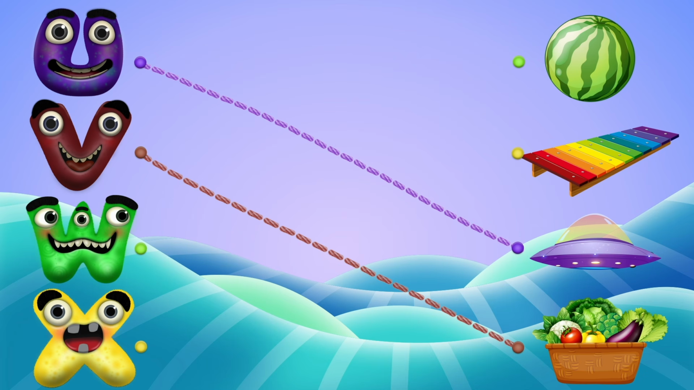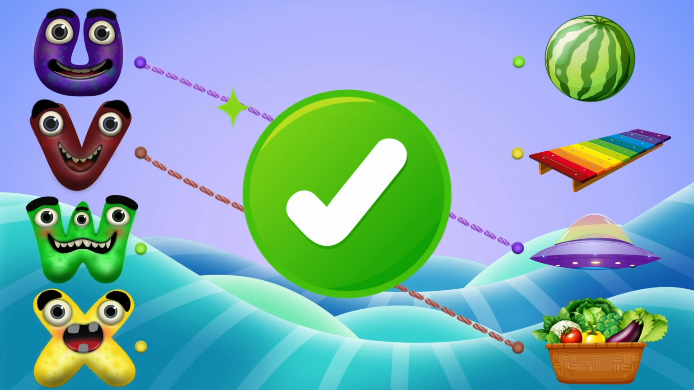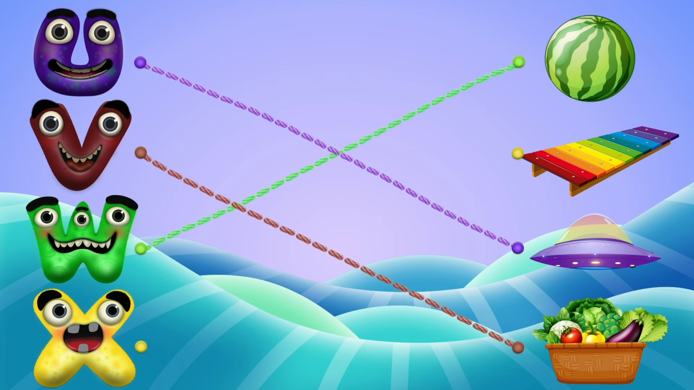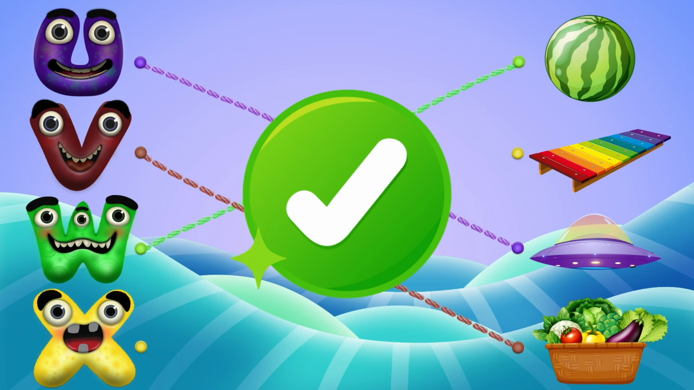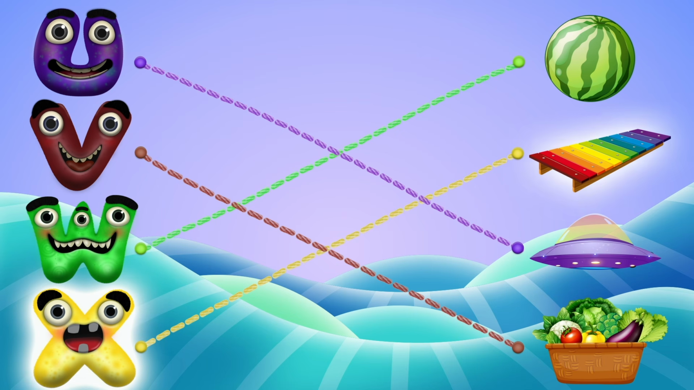Does xylophone start with letter W? Does watermelon start with letter W? W is for watermelon. Let's match the letter X. Does xylophone start with letter X? X is for xylophone.